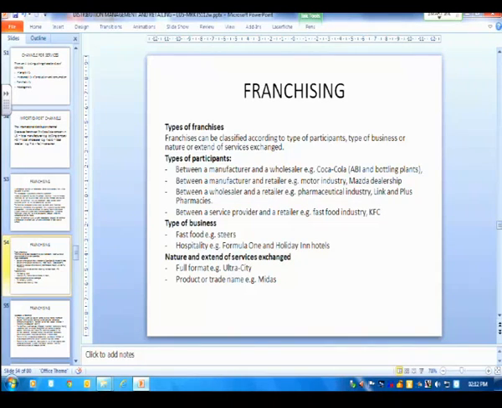Types of businesses. We do have fast foods, for example, Steers, and then the hospitality, for example, Formule 1 and Holiday Inn hotels. Nature and extent of services exchanged. One, full format, for example, Ultra City, and then two, product or trade name, e.g. Midas.